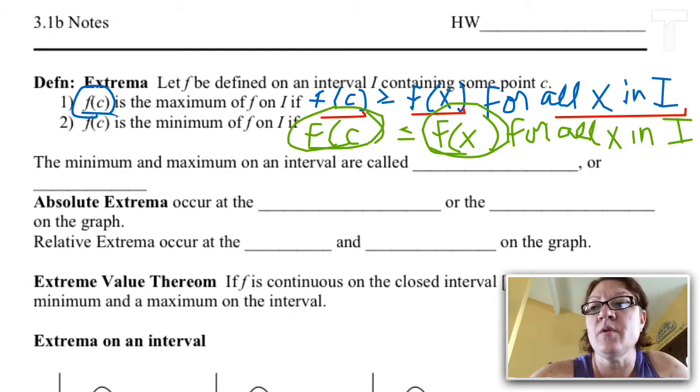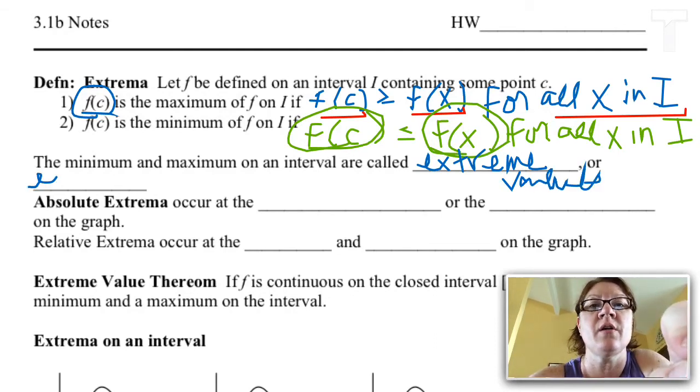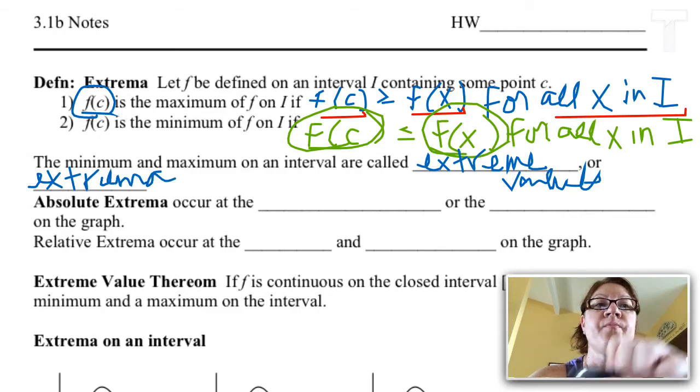And the minimum and maximum are called extreme values or extrema. I was actually calling them that in your last video, so look, you're way ahead. So extreme values or extrema. We're just building your fancy calculus vocabulary.